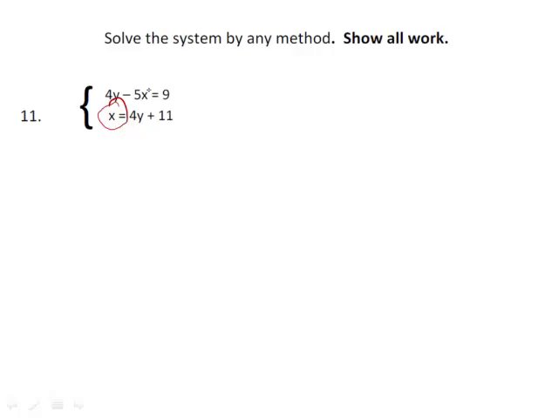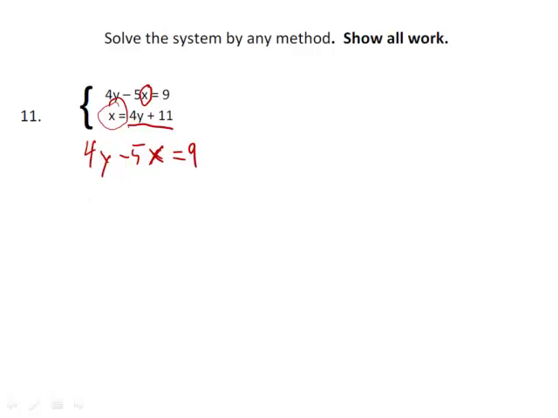So I'm going to substitute. Here's x in the top equation. Remember, if one of my equations is solved for x, because both equations have the same x and y value, I can substitute that value that it says x is, which is 4y plus 11, in place of x. So I have this equation here. 4y minus 5x equals 9.